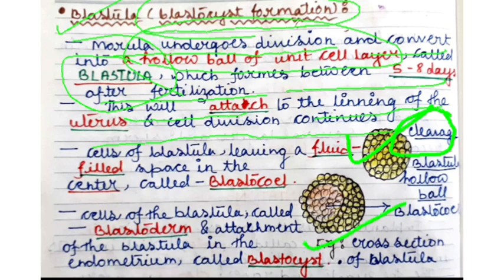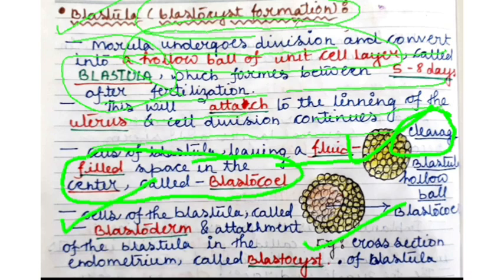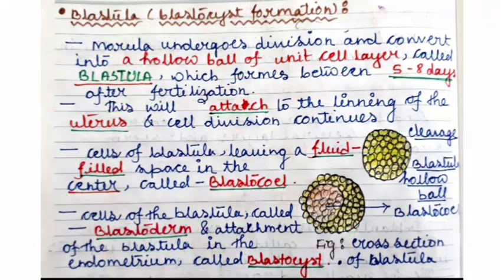The cells of the blastula release a fluid, and it forms a fluid-filled space in the center of the blastula, called the blastocoel. The cells of the blastula are called the blastoderm, and the attachment of the blastula in the endometrial lining of the uterus is called the blastocyst, or formation of the blastocyst.